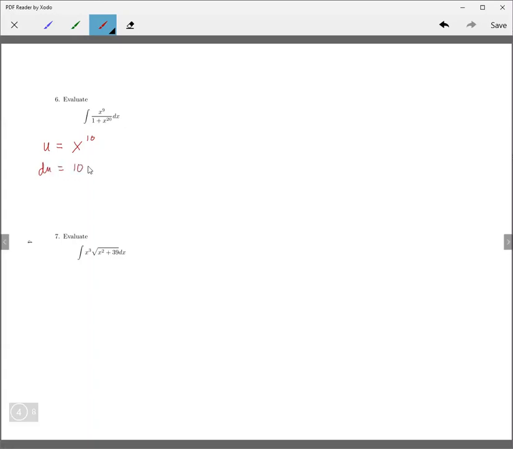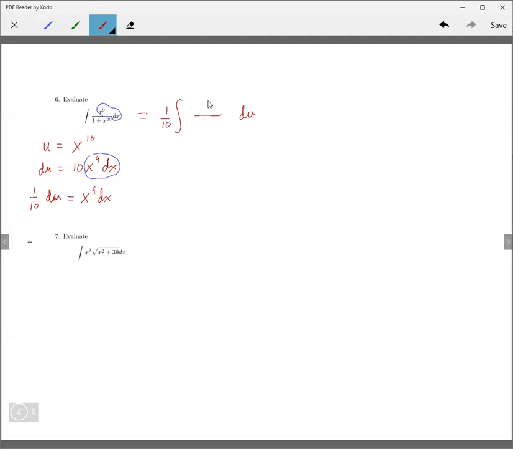So then du becomes 10x to the 9th dx. And here, the nice thing is that this x to the 9th dx is right there. So that will be handled by that. So we'll go ahead and solve for that. x to the 9th dx would be 1/10 du. And so if I make all the substitutions, this x to the 9th dx becomes 1/10 du. So I'll put the 1/10 there, and I'll put a du on the end there.